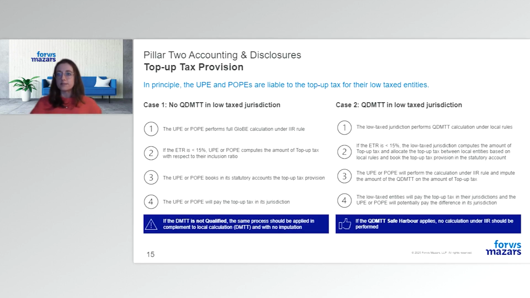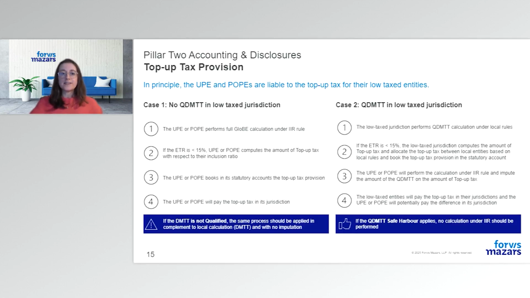So this is the common sense of that. We have to take care, so there may be the possibility that a domestic minimum top-up tax is not qualified, so it is no QDMTT but a DMTT. Then it might come to a double taxation, and there will be no imputation of the top-up tax calculated by the POPE or UPE. But there is the possibility that if the QDMTT safe harbor applies, no calculation under the income inclusion rule should be performed. So if that's the case, then there is no calculation necessary.